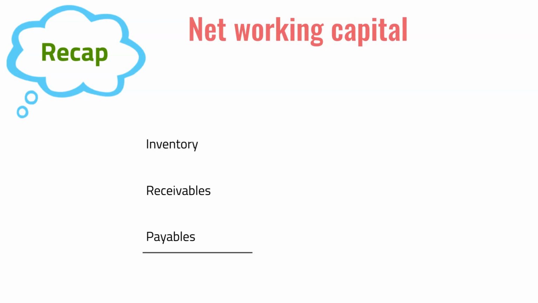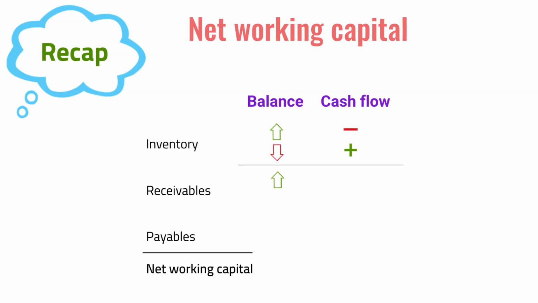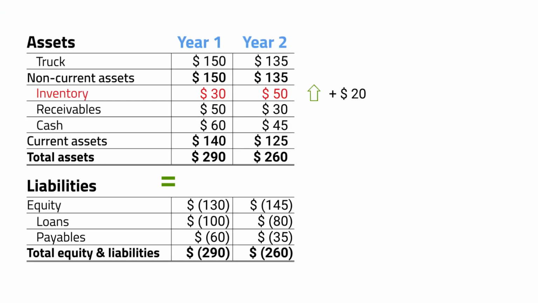Let's have a quick recap. Remember, when we have an increase in inventory, receivables or other assets, it is a deduction to cash flow. We have spent money on it or someone owes us money. When liabilities increase, it's a positive impact on cash flow, as we didn't pay someone. What do we have? Inventory increased by 2 apples, from $30 to $50, so it's a minus $20 cash flow.